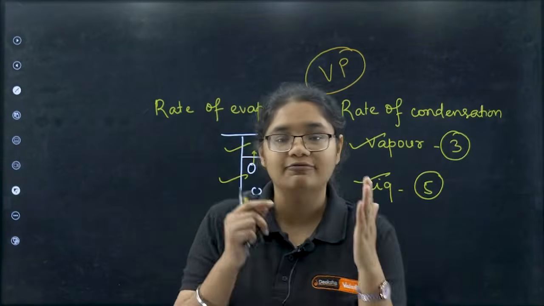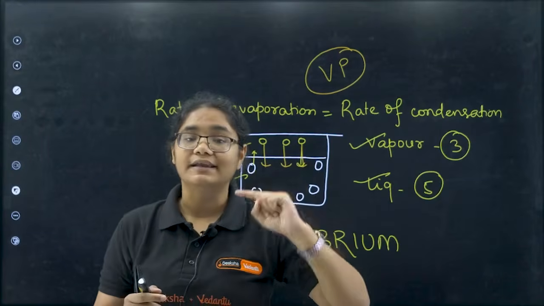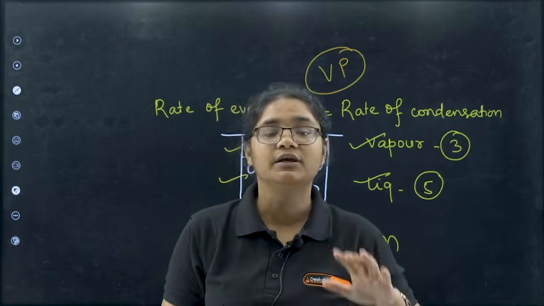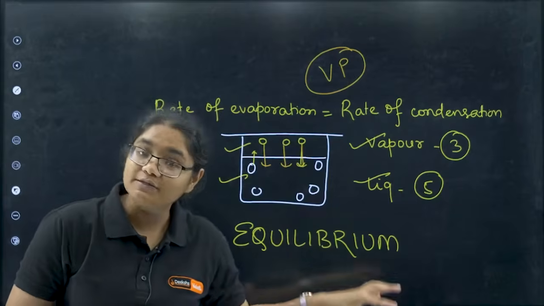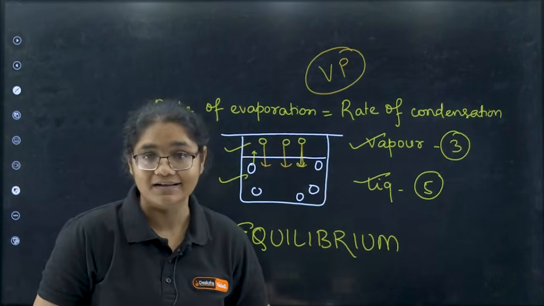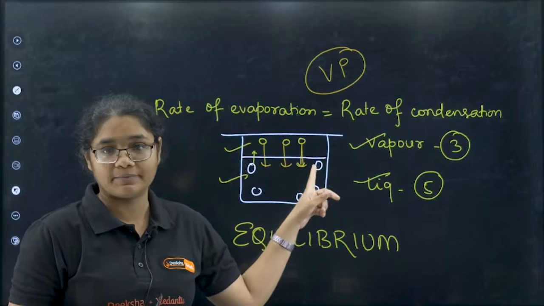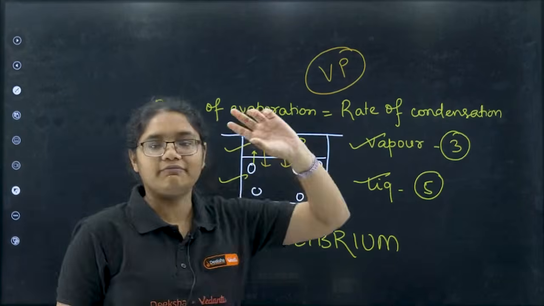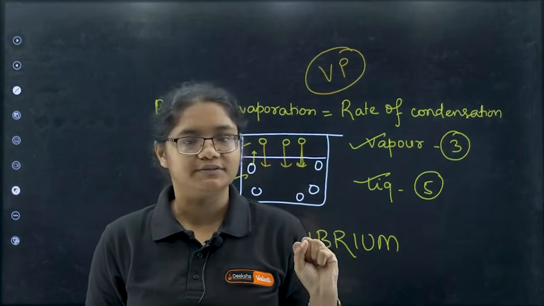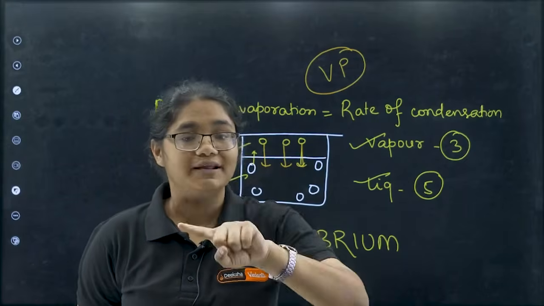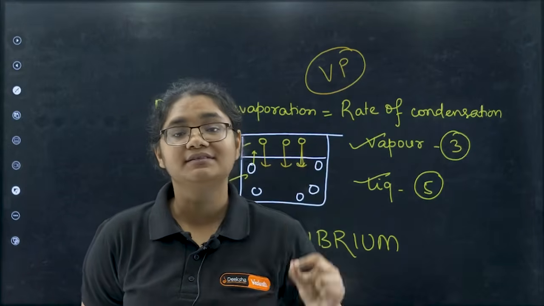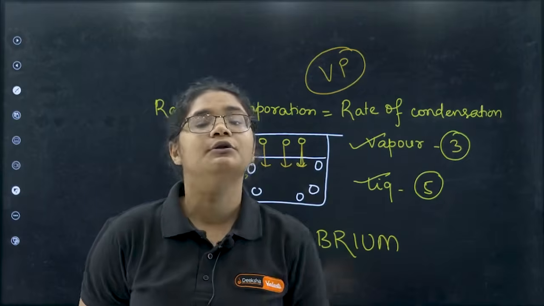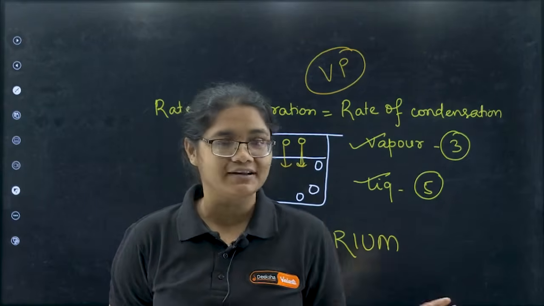After a certain time there will be a point where the rate of evaporation will be equal to the rate of condensation. When this stage has been reached, we say equilibrium is attained. At this point, the pressure exerted by the vapors on the liquid is called vapor pressure. So it is very simple: vapor pressure is exerted by the vapors, but you should remember that this pressure is exerted when the system is at equilibrium. Now what is the system at equilibrium? When the rate of evaporation is equal to the rate of condensation. I hope this is crystal clear to all of you.